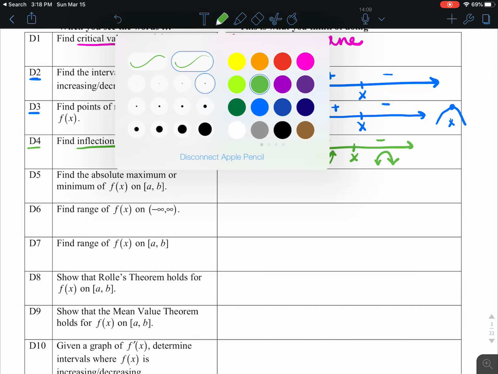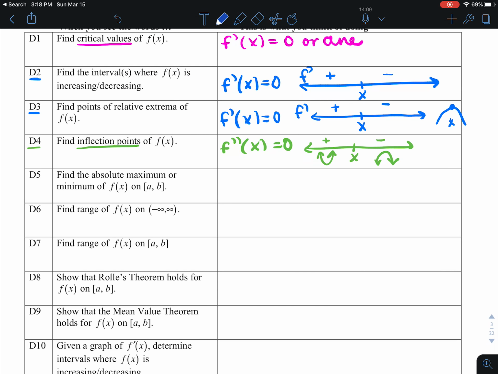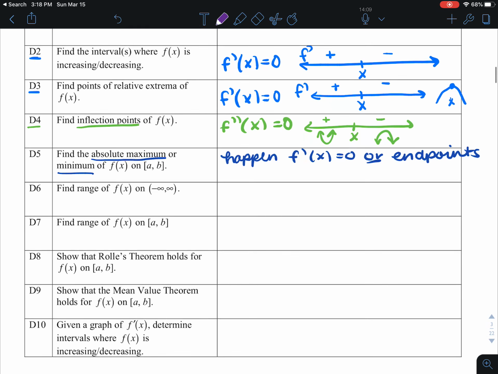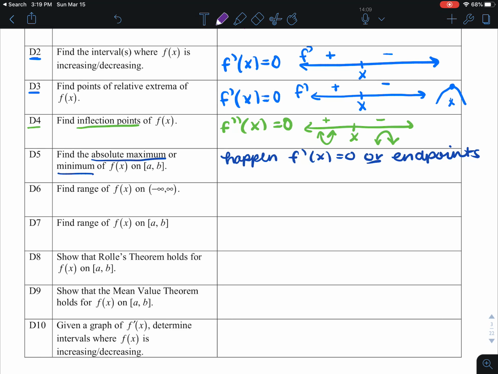Part D5 says to find absolute maximums or minimums. We know that absolute maximums and minimums happen where f prime of x equals 0 or at endpoints. A lot of times on the free response questions, they're going to ask for the maximum value or the minimum value, so you have to check where the slope is 0 and where the endpoints are on your interval. Again, you would do a candidates test to see what's going on there, and most of the time you'll be given a derivative and you've got to integrate.